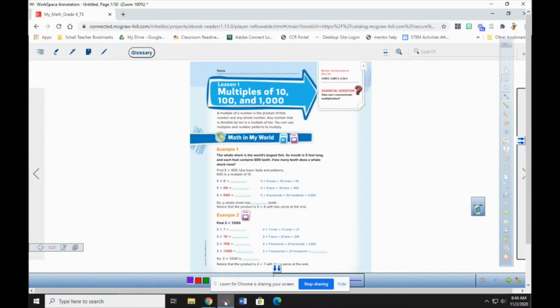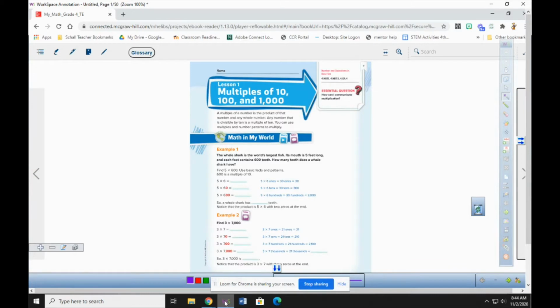So let's look at example 1. The whale shark is the world's largest fish. Its mouth is 5 feet long, and each foot contains 600 teeth. How many teeth does a whale shark have? So we're going to find 5 times 600. And how we're going to do that is we're going to use some basic facts and patterns.